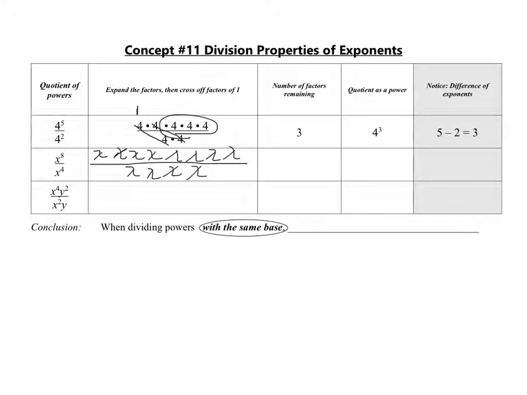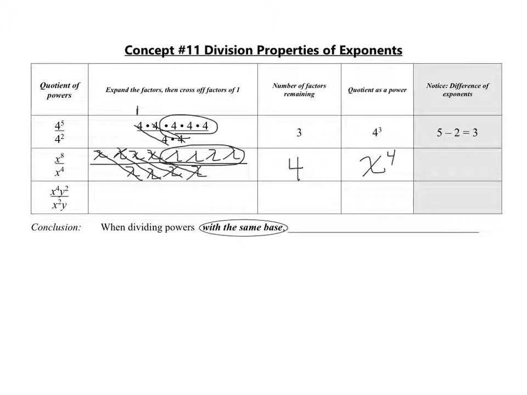And then if I start canceling some out, well, that is equal to 1. X divided by x is equal to 1. And so how many x's do I have left over? I have 4 x's left over. And then I can rewrite that as x to the 4th.